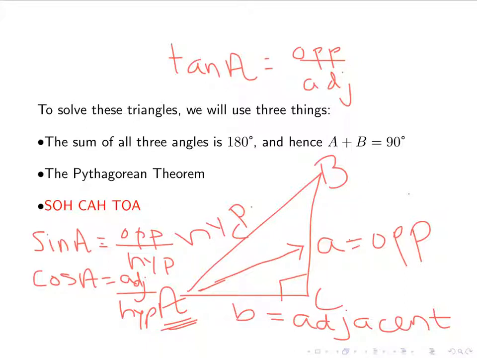I know that if I want sine of B, it's going to be B's opposite, which is in this case lowercase b, over the hypotenuse. Cosine of angle B would be the adjacent, which in B's case is a, over the hypotenuse. And then tangent of B would be its opposite over its adjacent. So we're going to be using this throughout the section, so hopefully we'll get used to it.